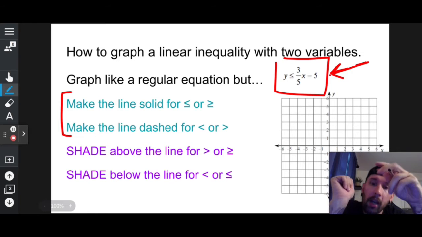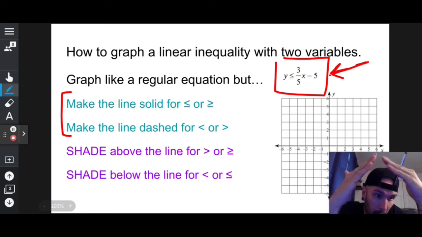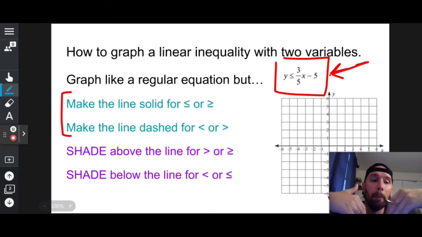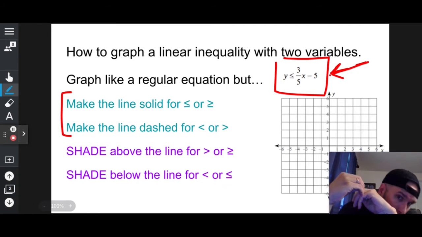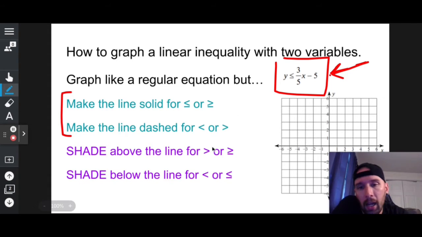Caveat number two is I care about shading above the line or below the line, above the mountain or inside the mountain. I shade above the line if it's greater than or equal to. I shade below the line if it's less than or equal to.